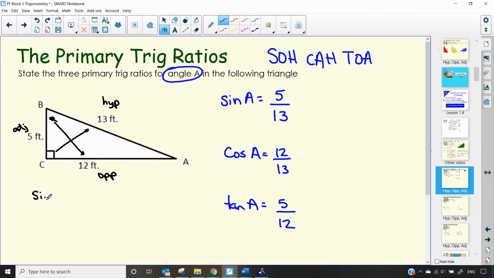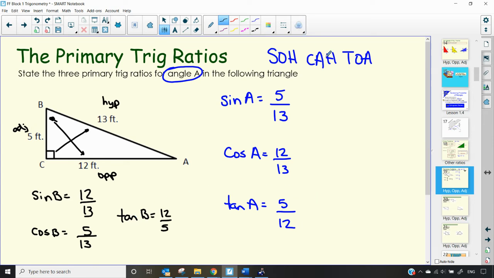If I'm looking for sine of B, it's opposite over hypotenuse, so opposite is 12, hypotenuse is 13. Cosine of B is adjacent over hypotenuse, so 5 over 13. And then tangent of B is opposite over adjacent, so 12 over 5. Notice how, based on my angle, my ratios change.